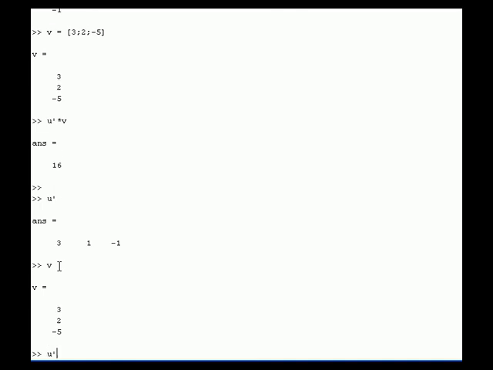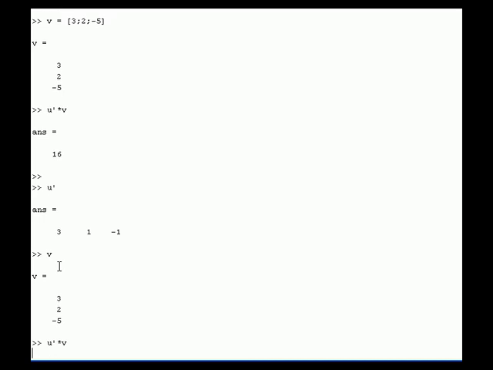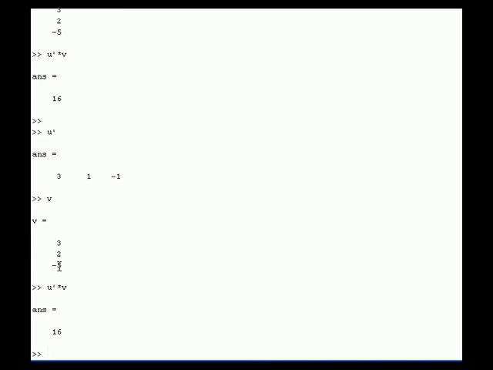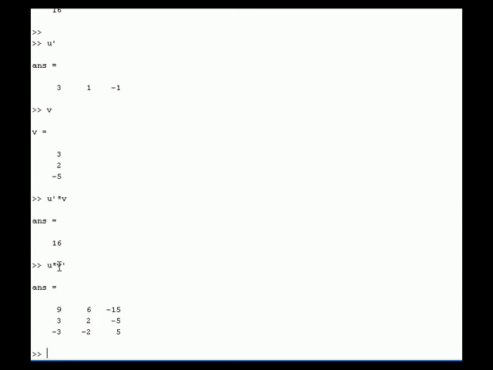So U transpose times V is that 1 by 3 matrix times the 3 by 1 matrix, which you can multiply and it gives you a 1 by 1 matrix, i.e. a scalar. However, U times V transpose is not a scalar, it's a 3 by 3 matrix, because now you're multiplying a 3 by 1 times a 1 by 3, so you get a 3 by 3 matrix.